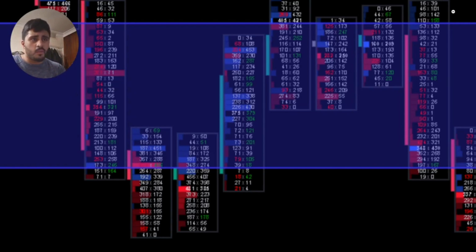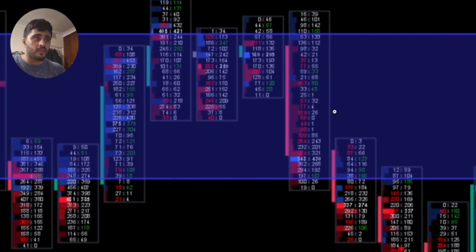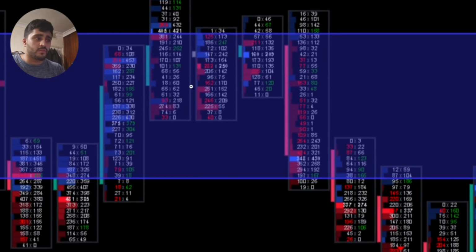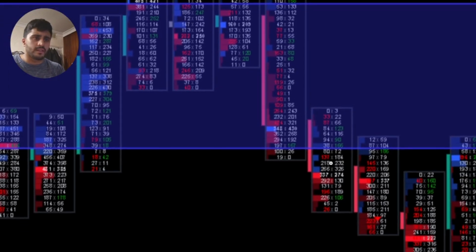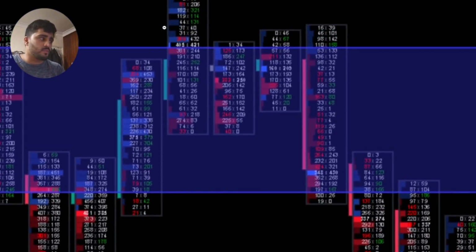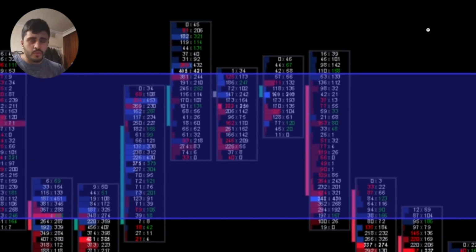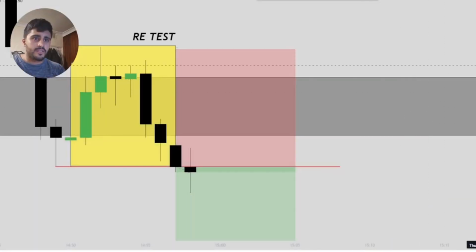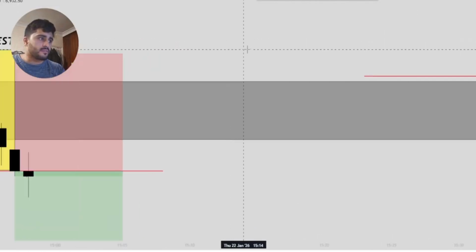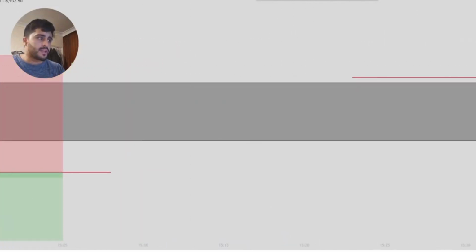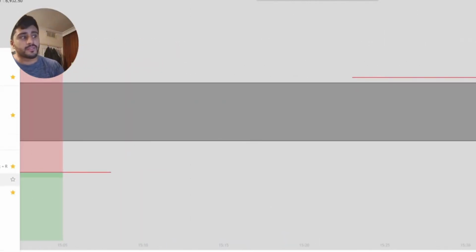Okay, now when we retest, this is what we're going to be focusing on. We're going to be focusing on 1, 2, 3, 4, 5, 6, 7 candles over here. This is where the money is made. If you think about it logically, let me take you over to the side for a second. This is where your retest is happening. Your retest, again, is going to look something like this.